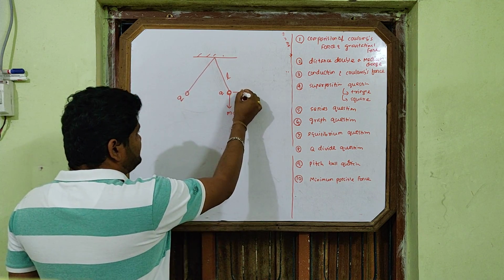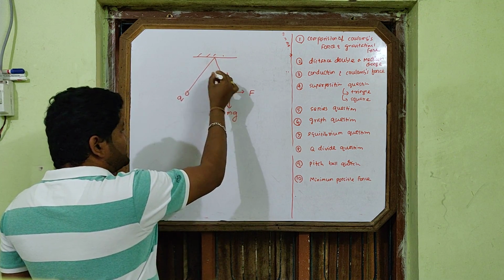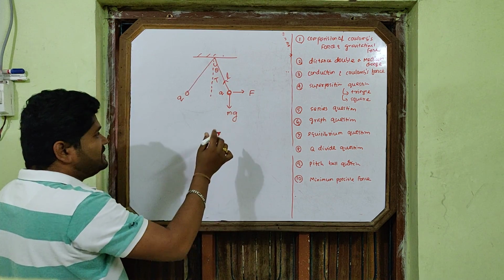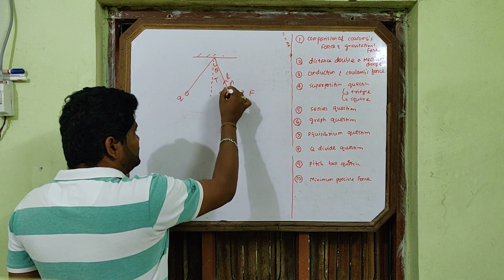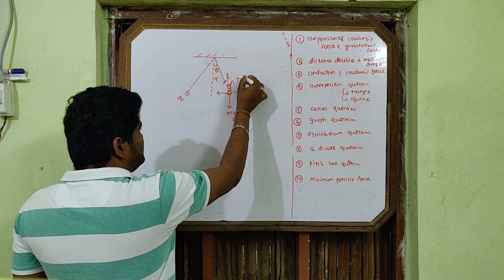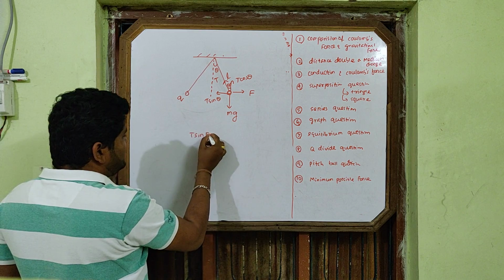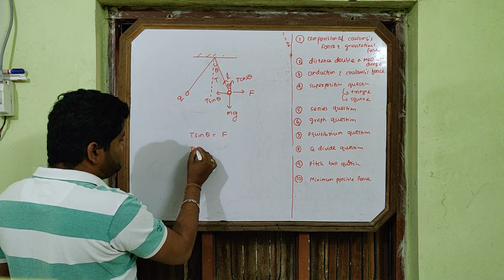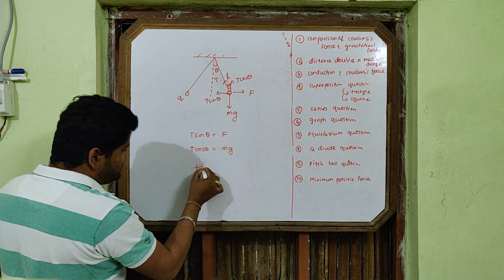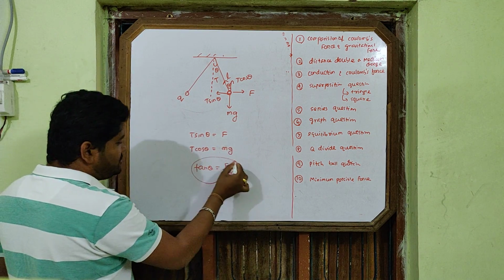mg acts here. This charge repels this charge, so Coulomb's force acts here. Tension also acts in this direction. Take this angle as theta. Tension can be resolved into 2 components: T cos theta and T sin theta. As it is in equilibrium, T sin theta is equal to F and T cos theta is equal to mg. Divide these 2 equations and you will get tan theta is equal to F by mg. So this is the main formula.